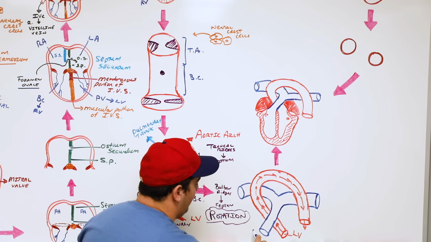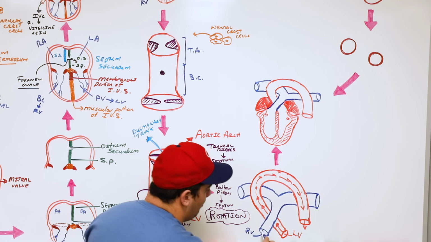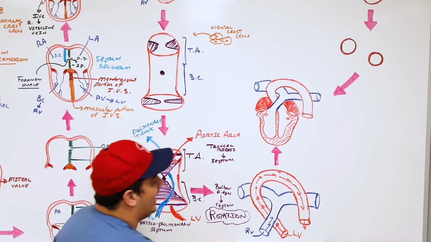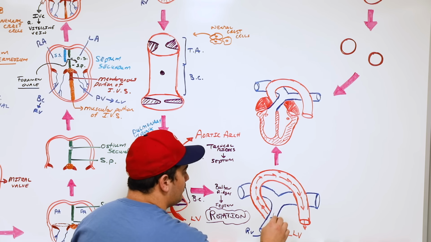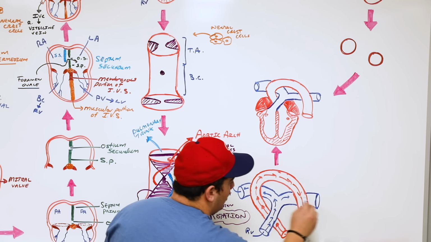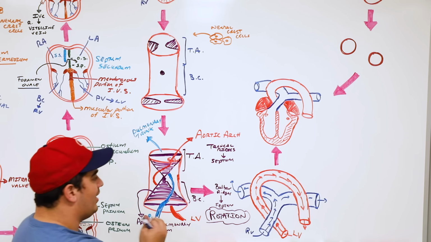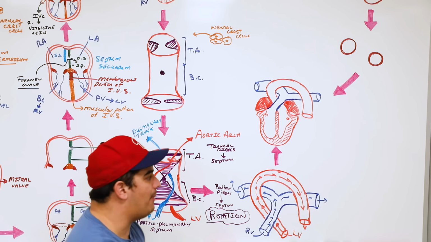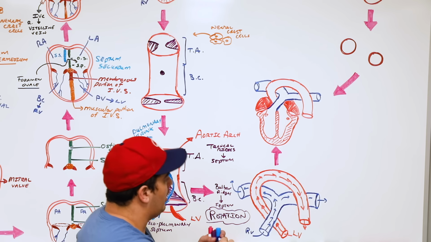Blood is coming from the right ventricle, moving up via this pulmonary trunk. Where is it going with respect to the aorta? It's going above the aorta and then underneath the aorta. Look over here, it's going above and then going behind. So that's a nice little way to remember that blood flow pattern.